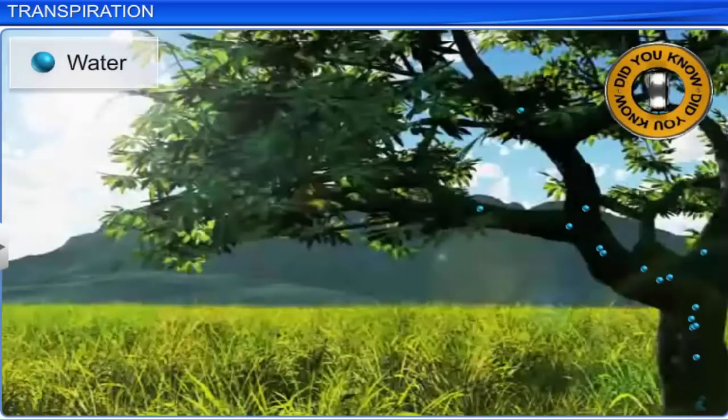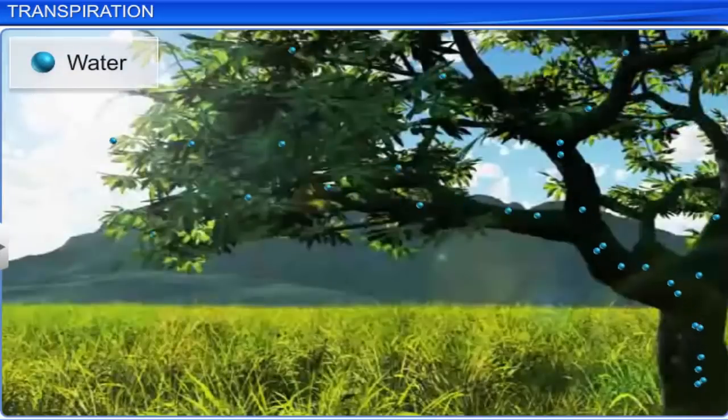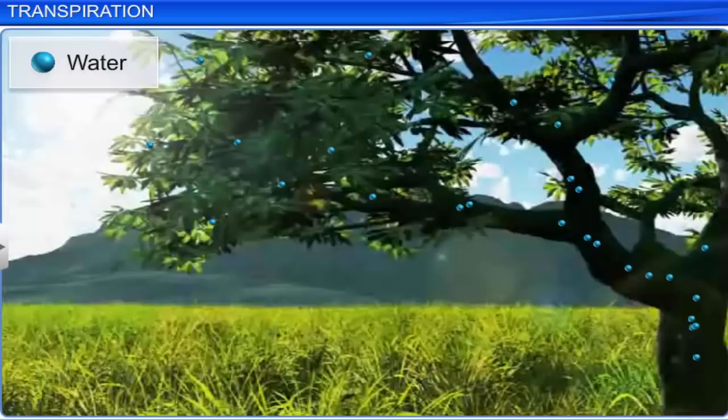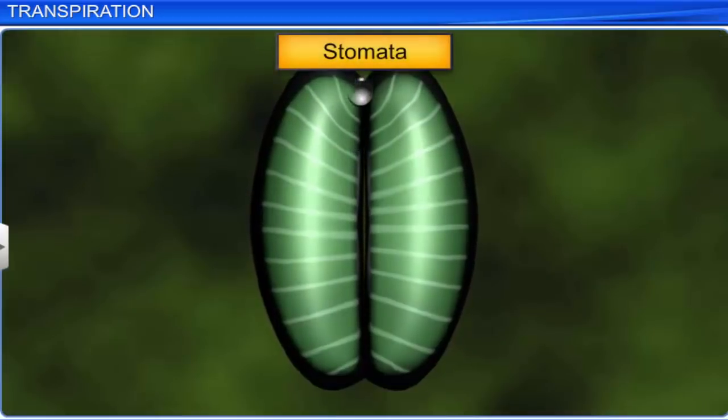Did you know that a fully grown tree may lose thousands of liters of water through its leaves on a hot, dry day through transpiration? Transpiration is the loss of water due to evaporation that occurs through pores in leaves called stomata.